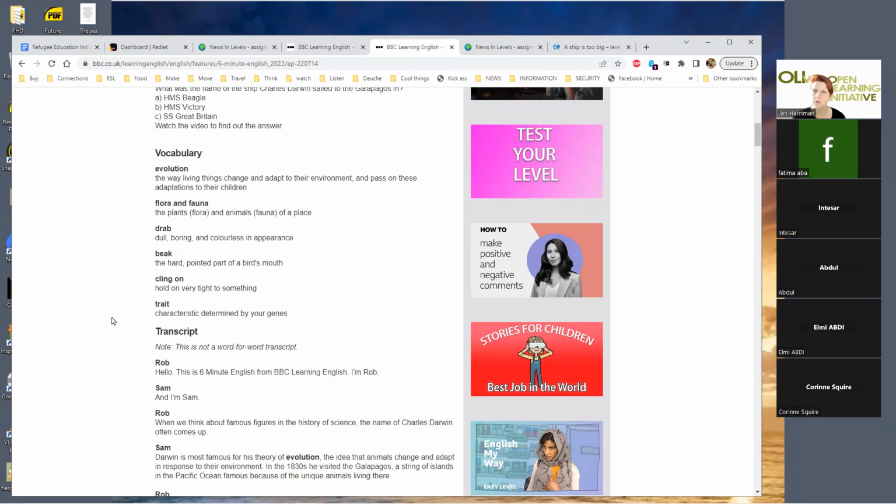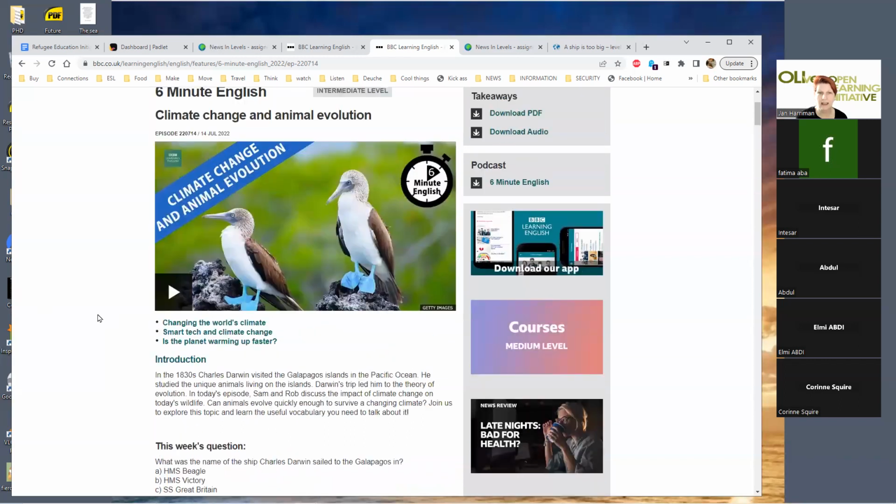But there's a lot of really good general scientific language in this article. Every time you read something on a subject that is outside of your usual reading vocabulary, you'll gain a broader vocabulary, and future articles will be even easier to read and you'll do better in the IELTS as well. So let's get on with it and listen to something on climate change and animal evolution.